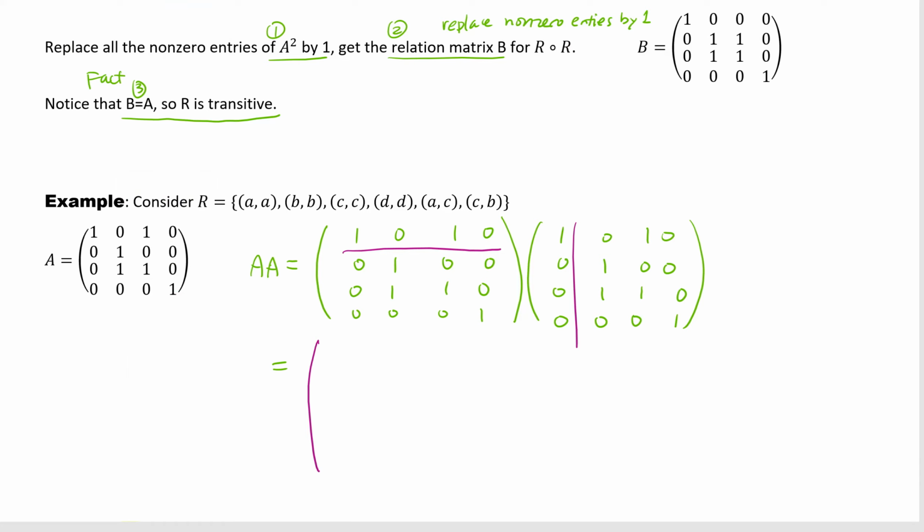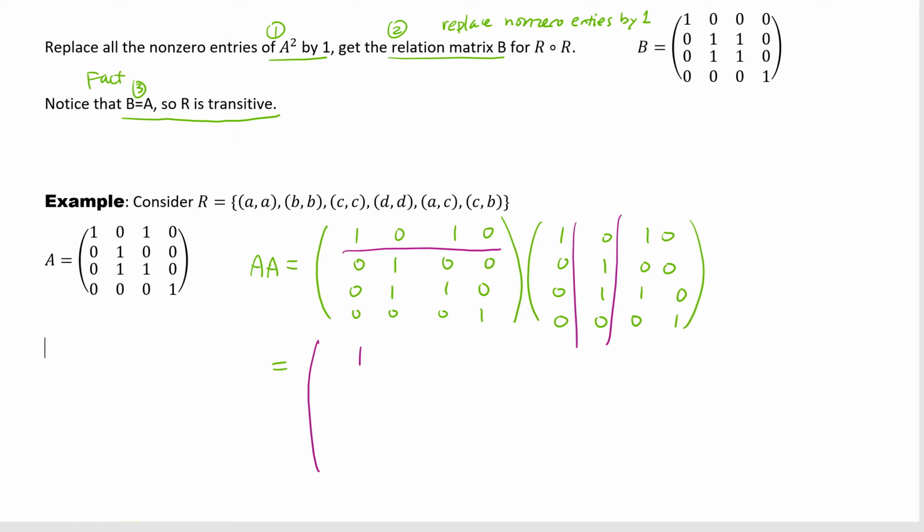So we use the first row times the first column. So we have the 1 entry. So 1 times 1 and then plus 0. A lot of zeros. So it's just going to be 1 times 1, which is 1. And then first row times second column.